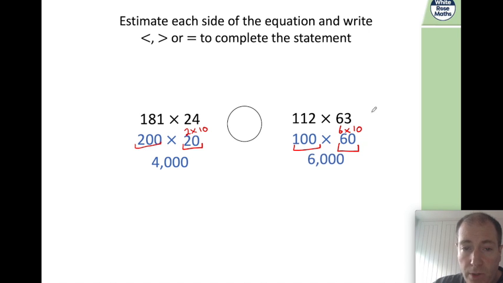So which one is smaller? Which one is bigger? Well, we always start on the left, and our statement starts with the left number. So we would say 4,000 is something 6,000. So we can see here very clearly that 4,000 is smaller than 6,000, so we're going to use a less than sign.